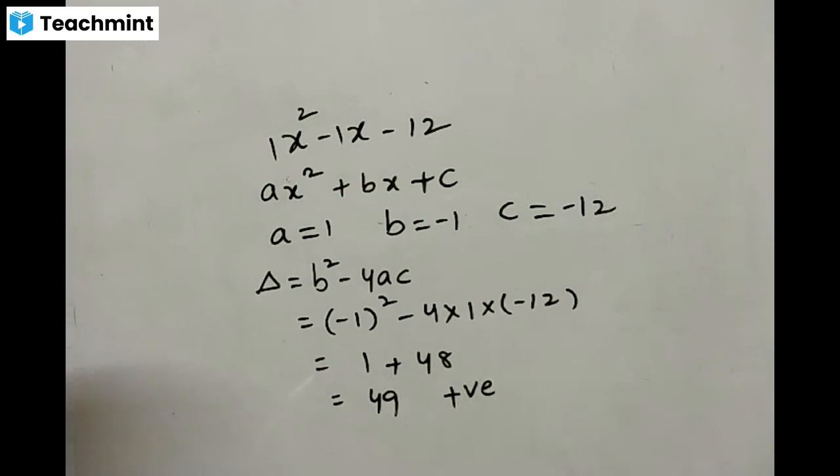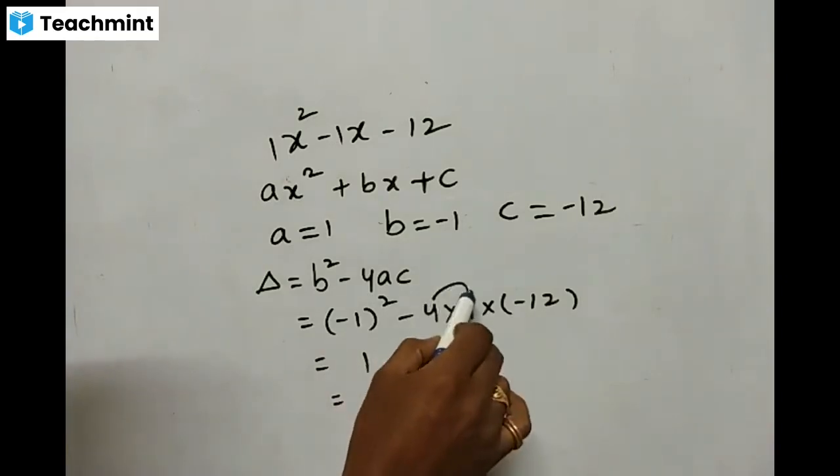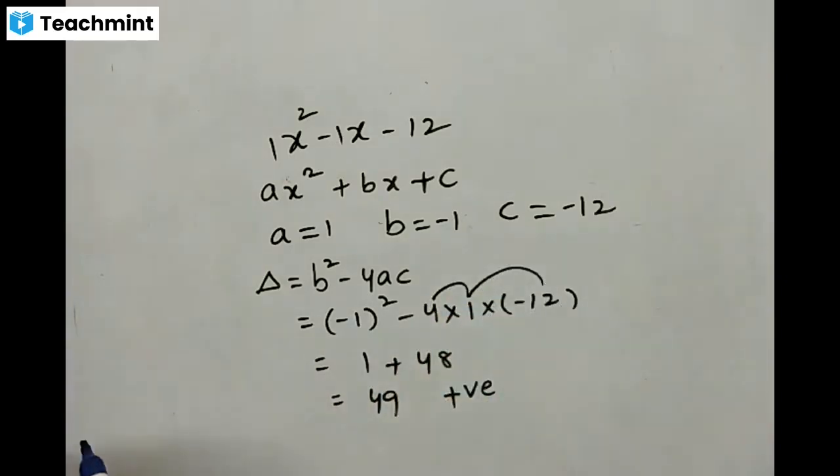Okay. If delta is 49, is it a positive value or negative value? 4 into 1 is 4, and 4 into 12 is 48, right? Yes, sir. 48 plus 1 is nothing but 49. So is 49 a positive value or negative value? Positive value. Yes, it is a positive value.